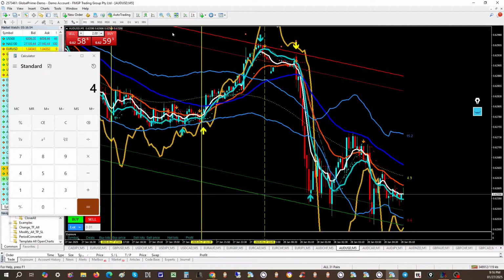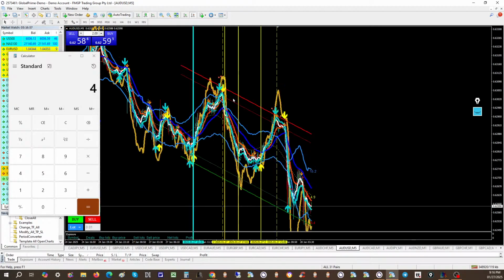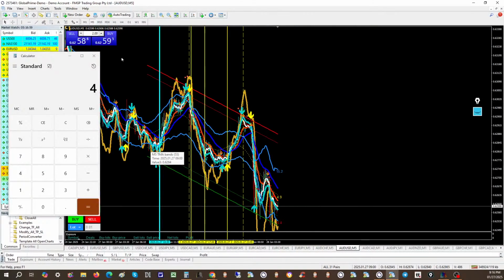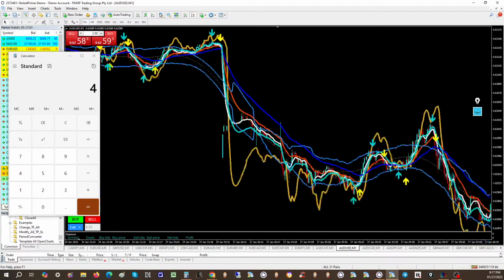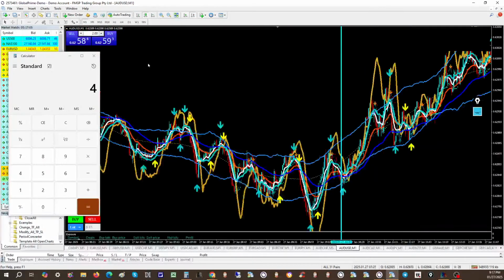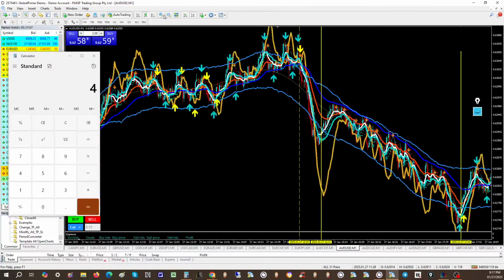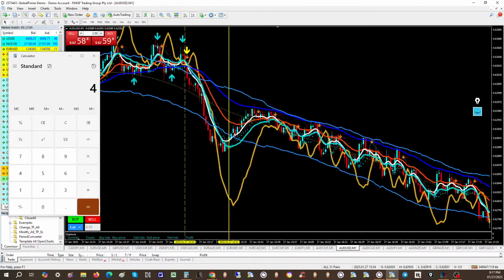Let's go to the Aussie USD, and we're just looking for up trades. That's a real easy one. All right, so there's one touched right there.